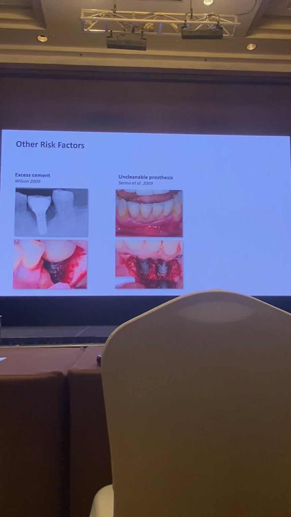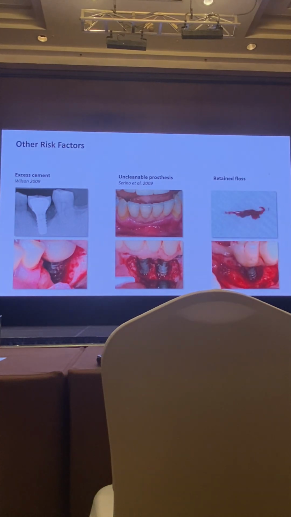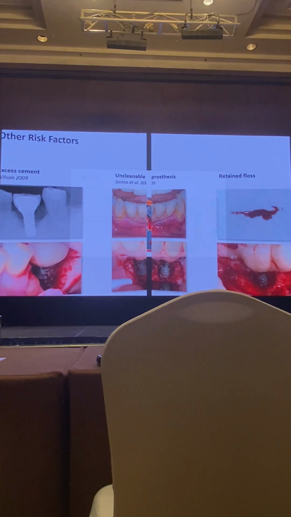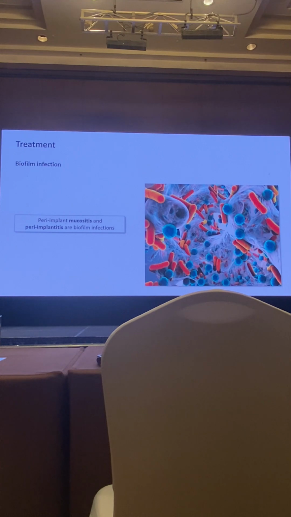And then an uncleanable prosthesis. If the patient cannot clean, you cannot clean, nobody can clean it, we're going to run the risk of developing problems. And then we used to ask our patients to use superfloss to clean underneath. It resulted in a lot of floss being caught, tags, and developed peri-implant infection. So these are all things that are iatrogenic. Okay, so how do we treat this?